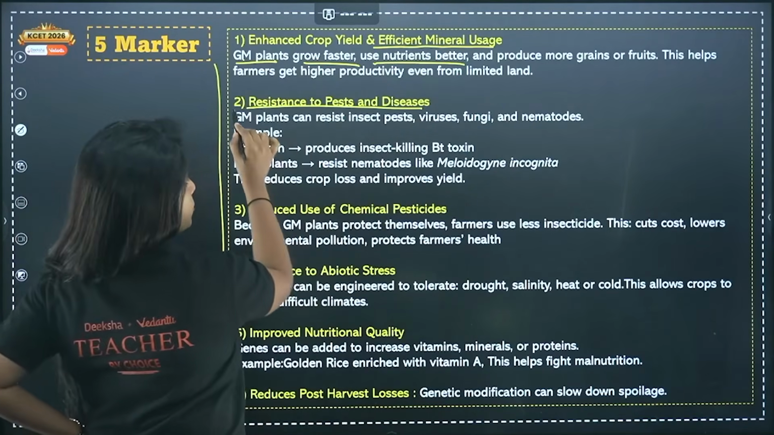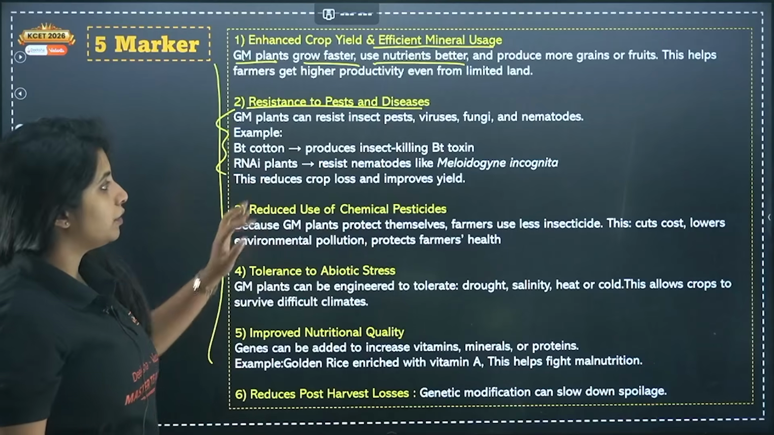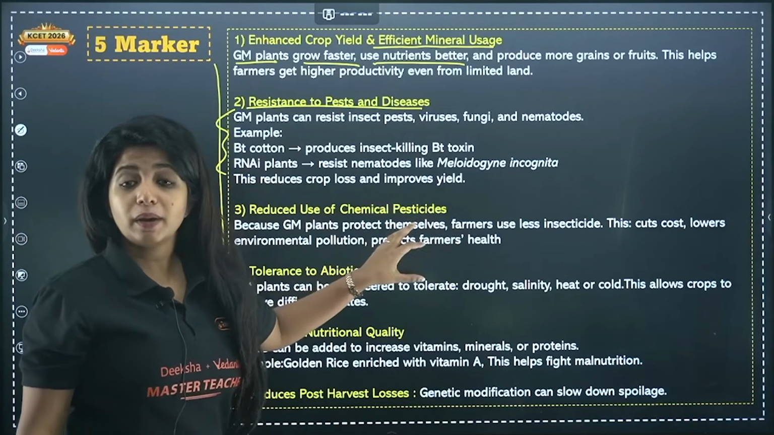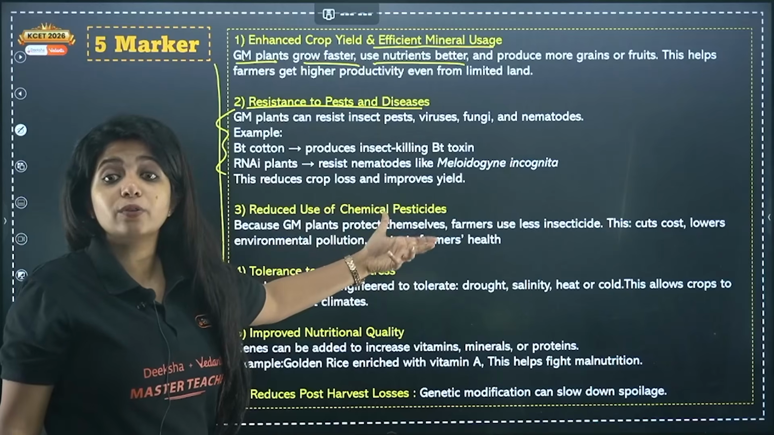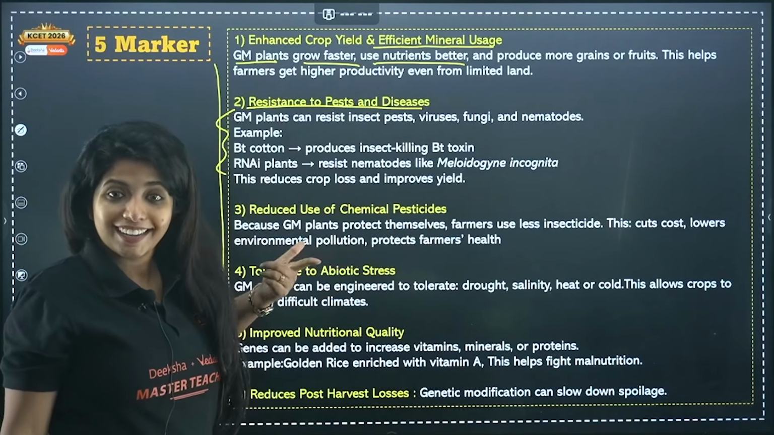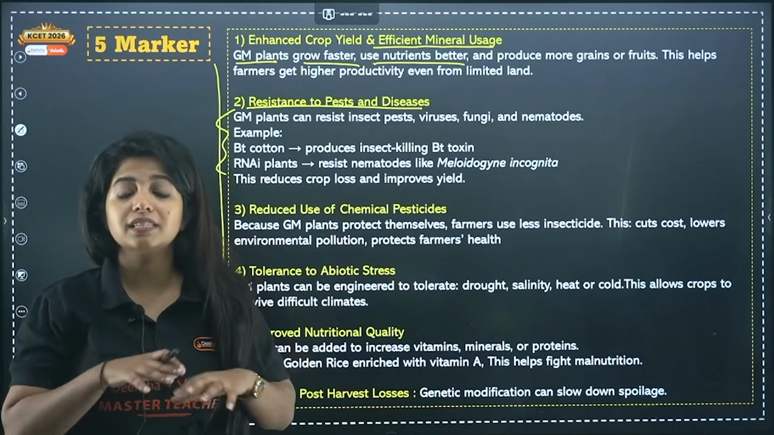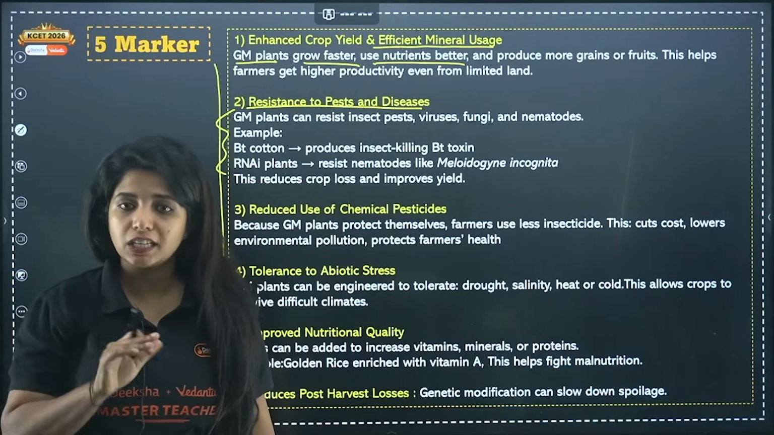Resistance to pest and disease, we already discussed Bt cotton, RNA interference in plants and all of it. Reduced use of chemical pesticides, because my dear children, they are already pest resistant. So why do you need chemical pesticides over here? Tolerance to abiotic stresses, that means they can survive in drought areas and in areas with higher salinity as well.